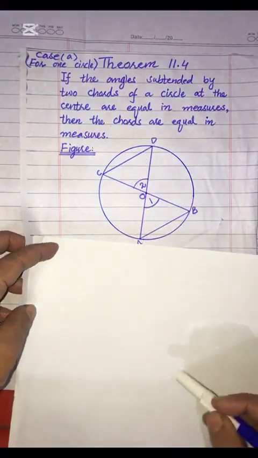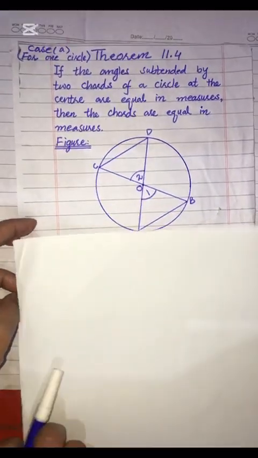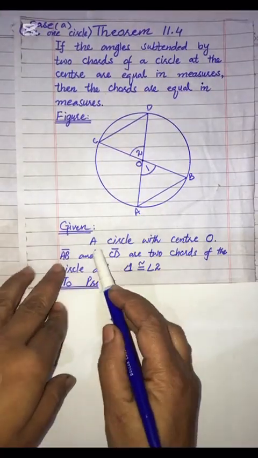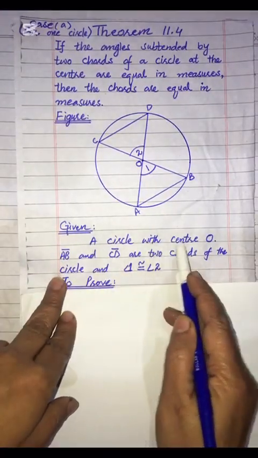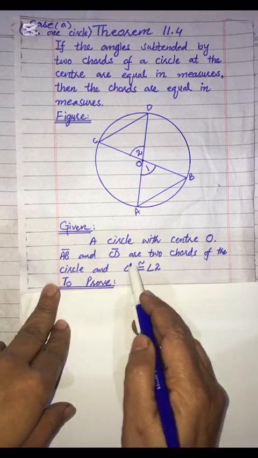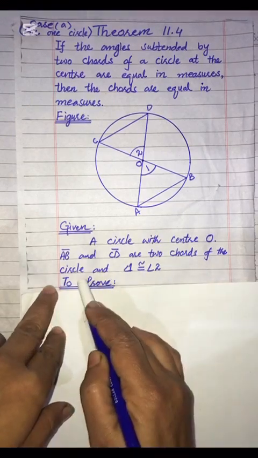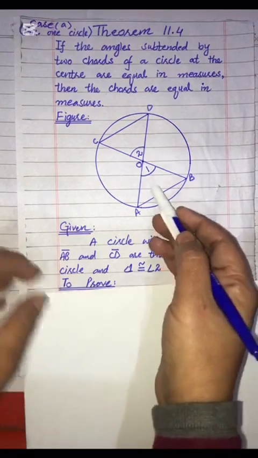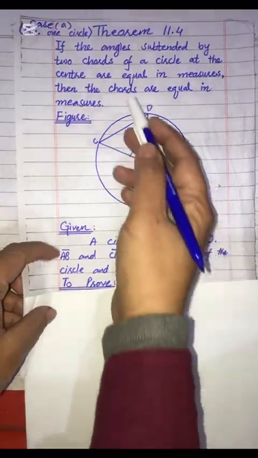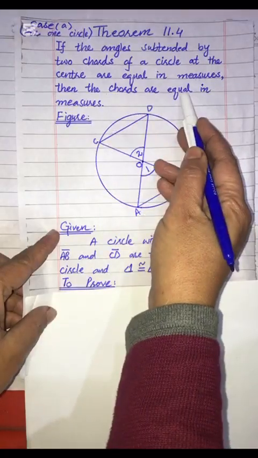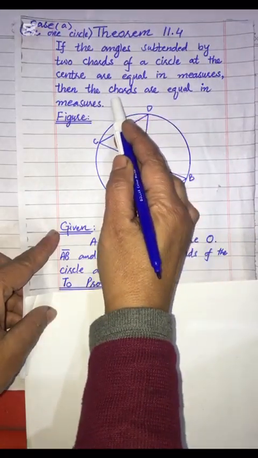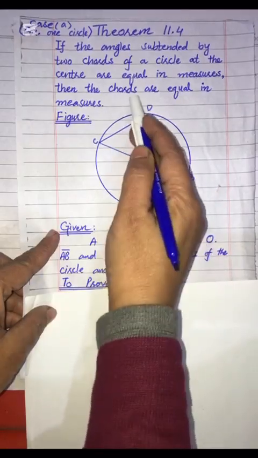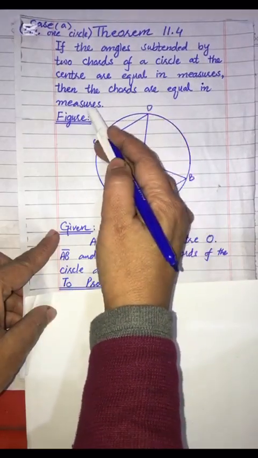So we have to write the given: a circle with center O, AB and CD are two chords of the circle, and angle 1 is congruent to angle 2. Okay, now according to this statement, what we have to prove? We have to prove that chords will be also congruent, or chords are equal in measurements.